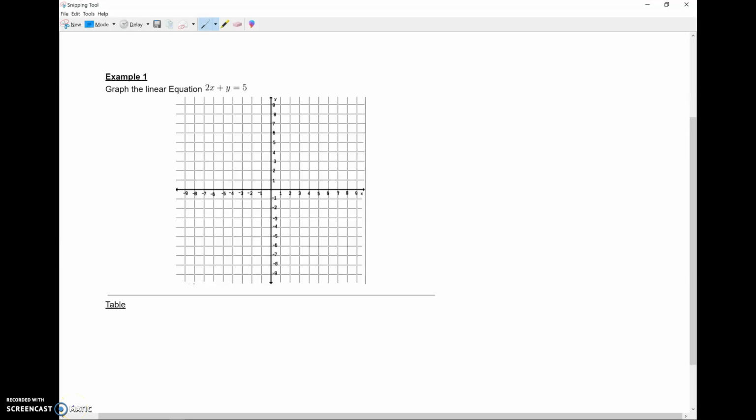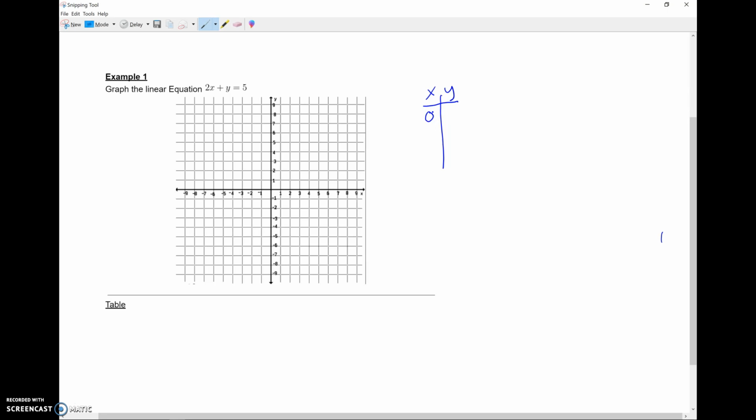We're going to be graphing the equation 2x plus y equals 5. And what I'm going to do is create a table. And we have a table, and we have x and we have y. We're going to let x equal 0.